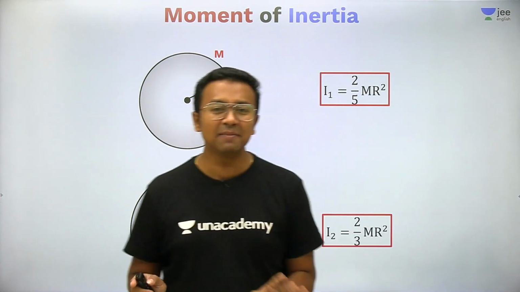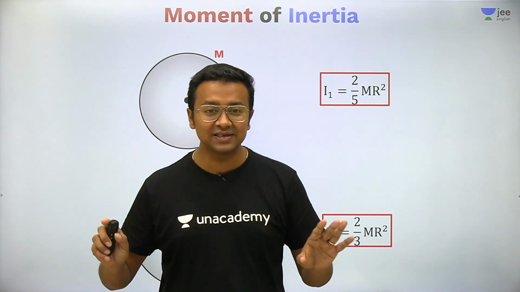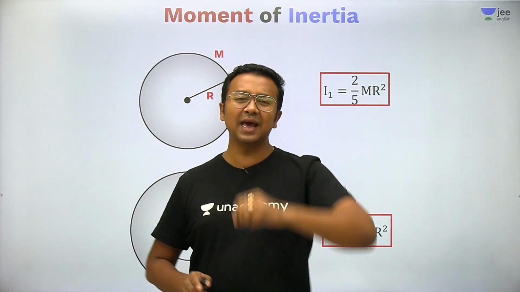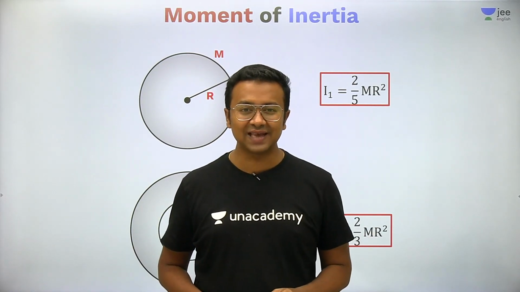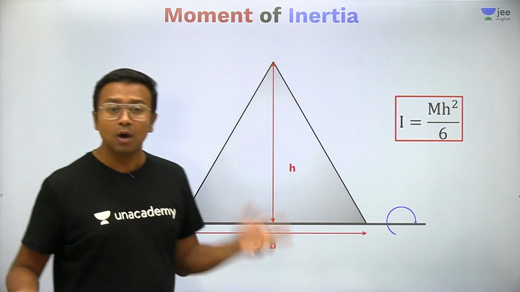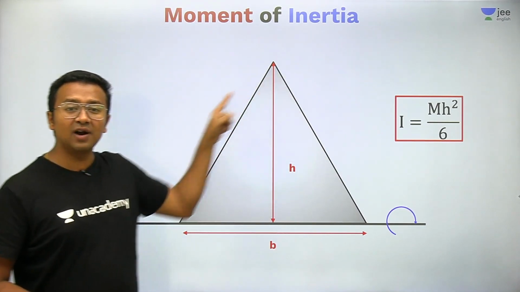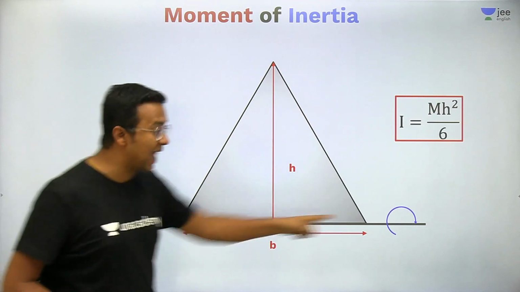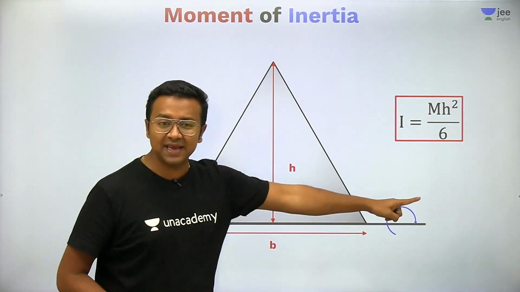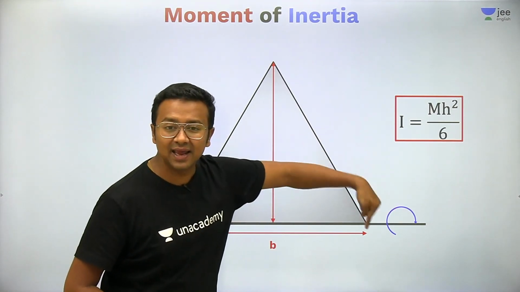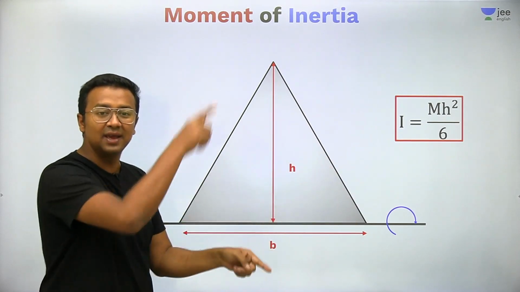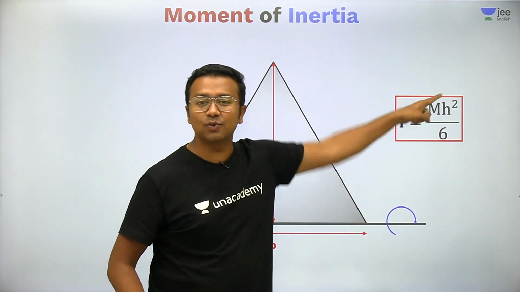I know it may be sounding weird, that the stories are weird, but it can really help you in the final date of your examination. Let me take one more. Moment of inertia of a triangular lamina about an axis at the base, and it is rotating in this way, like in this way. Its moment of inertia is MH square by 6.